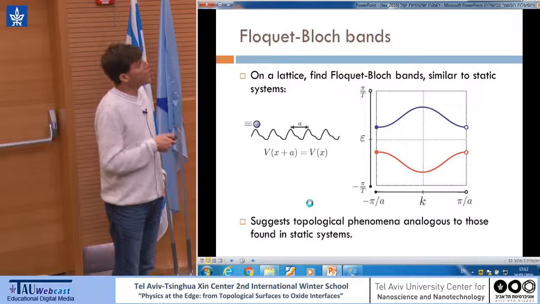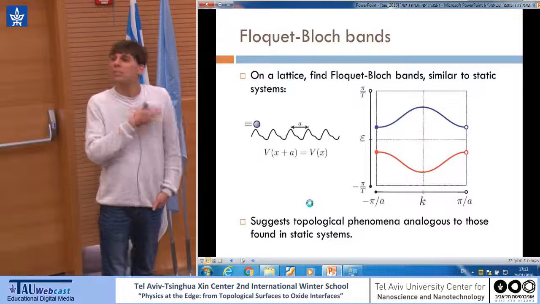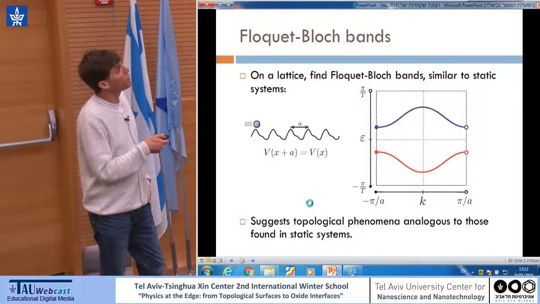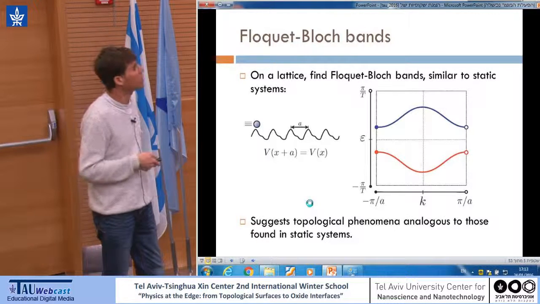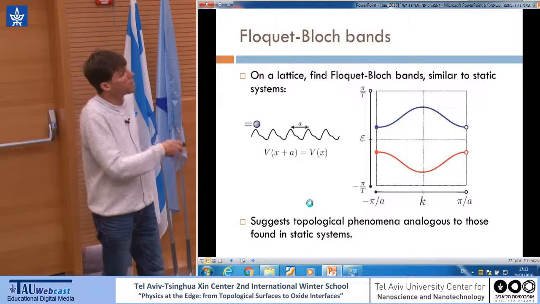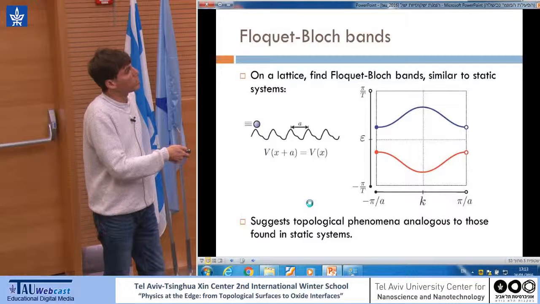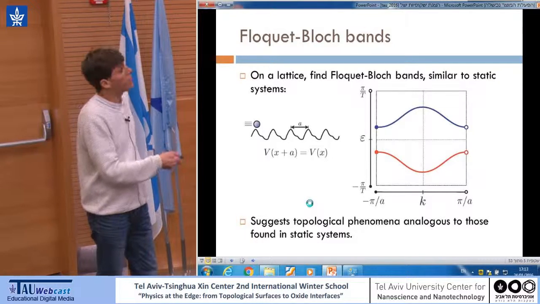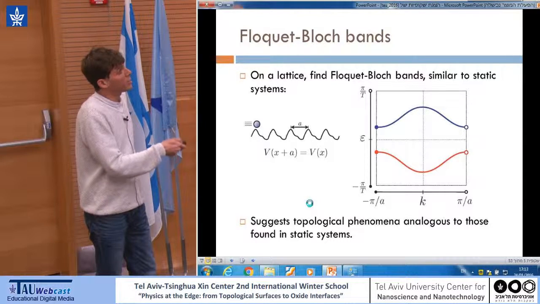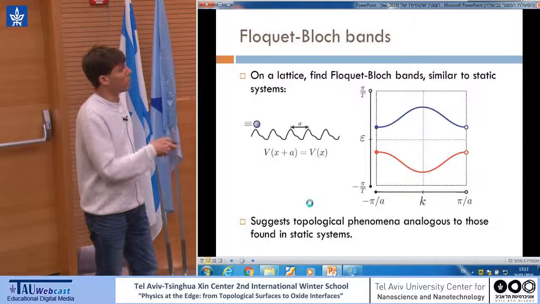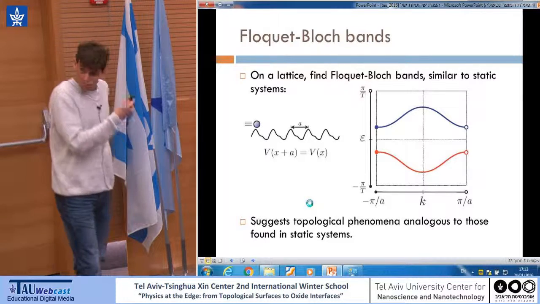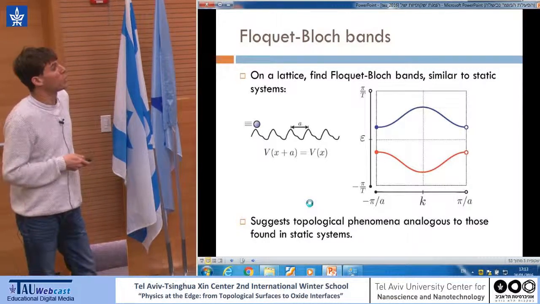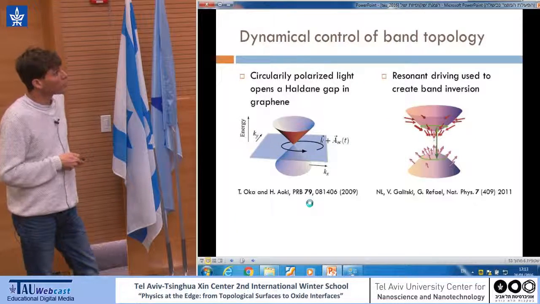So again, this is still part of the introduction. If we have a lattice system which is periodically driven, we now have Floquet Bloch bands where we have a quasi-momentum in however many dimensions we are in, and then we also have our quasi-energy, which is a periodic coordinate. And then we could look at this band structure and think about its topological classification.